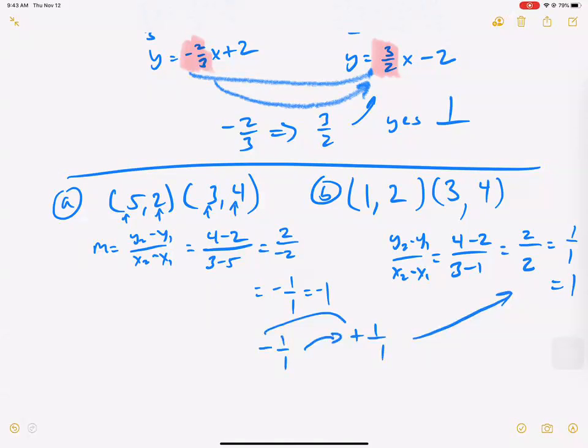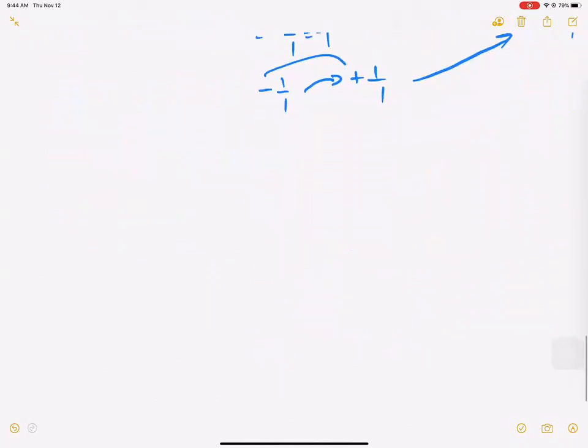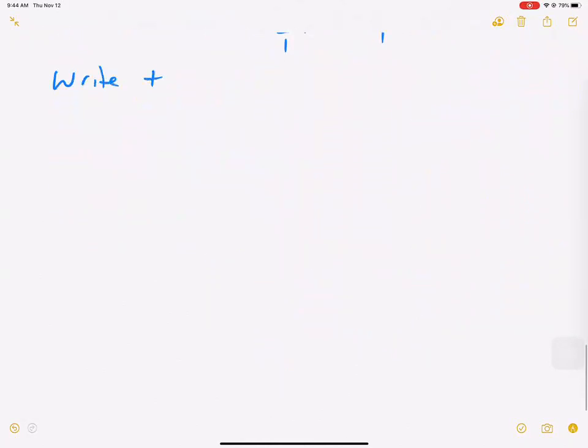Now, we have one more thing we need to do today, and this is really the algebra part of it. This last part, we're just identifying when things are perpendicular and parallel. But this next part is we are going to write the equation of a perpendicular or parallel line. So write the equation of a parallel line.